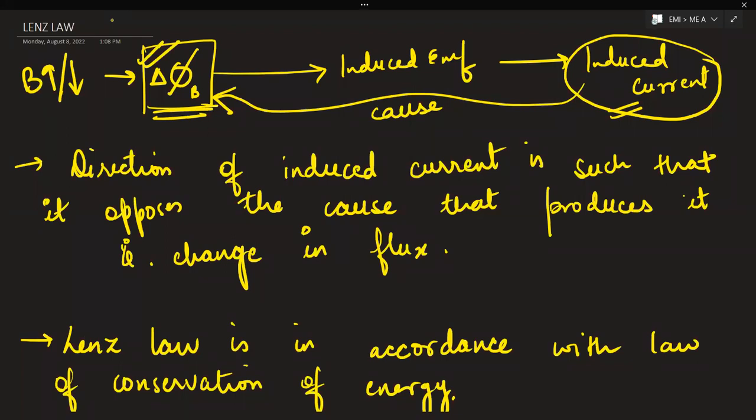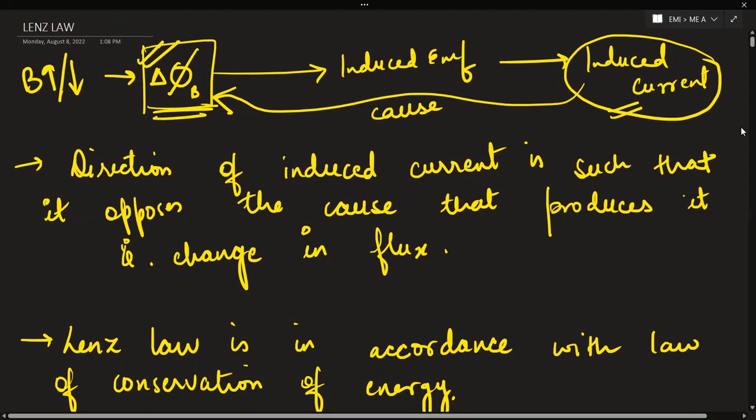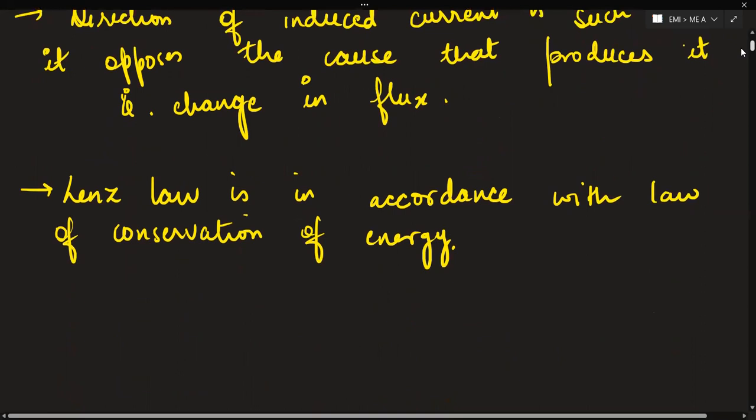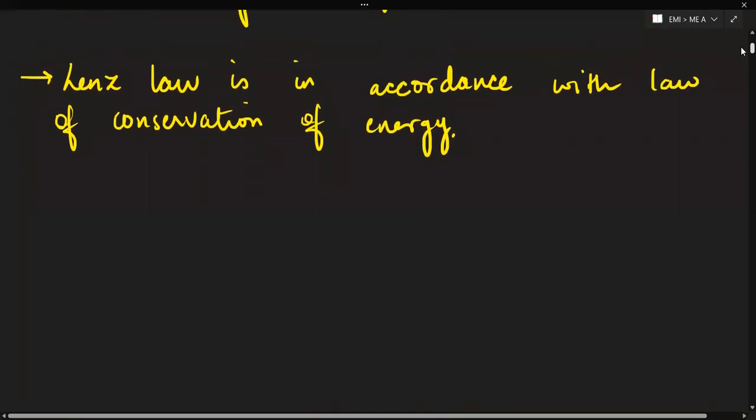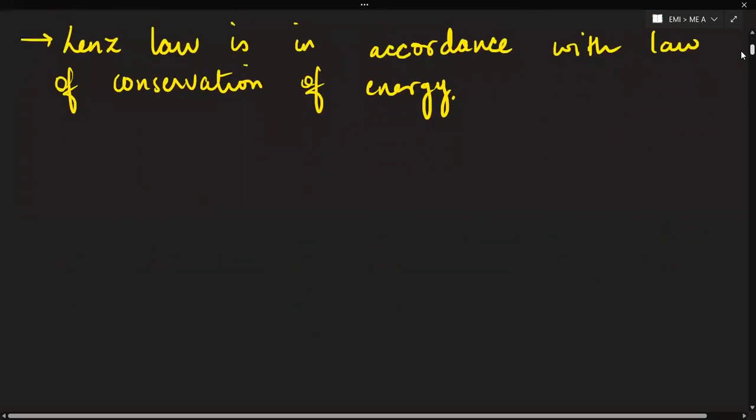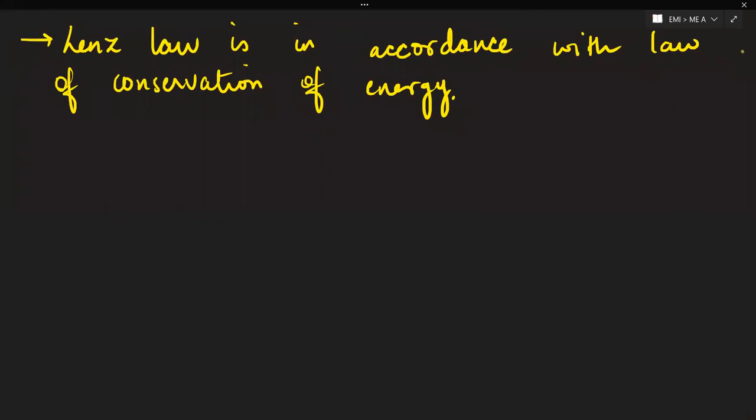The statements are also written. Direction of induced current is such that it opposes the cause that produces it. And what produces it? The change in flux. And it's in conservation of energy. There are many things like conservation of mass, conservation of charge. So this is conservation of energy. Actually, the reason is that the total work done remains the same, whatever is the total work done. Now you can understand this through this example.